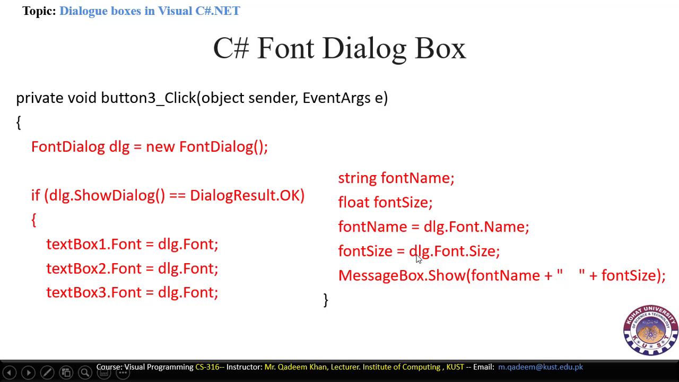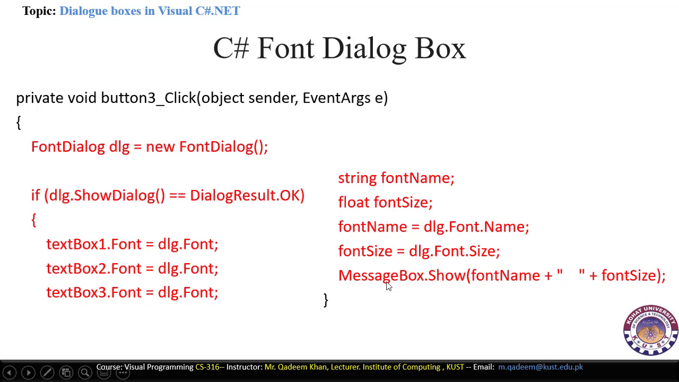Similarly, fontSize equal to dlg.Font.Size, it will store the font size, and in the message box we will display the information about the fonts. So fontName plus, which is the concatenation with an empty space, plus fontSize, and the font size will be displayed in the message box.